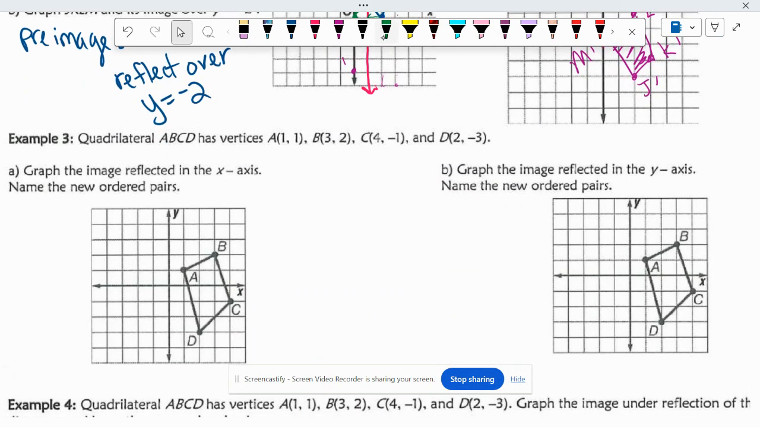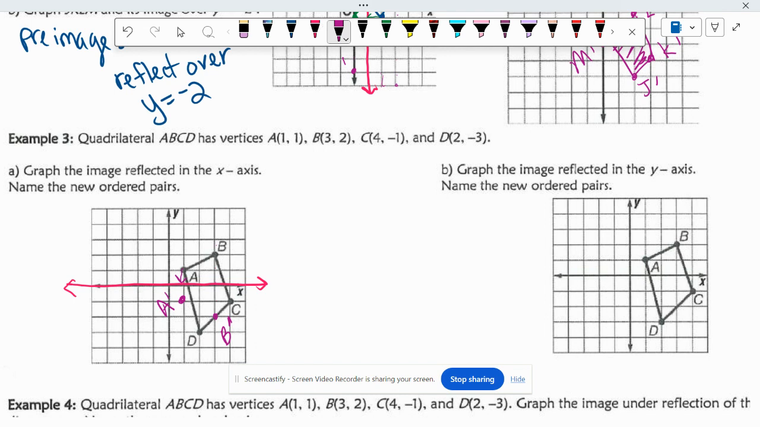Quadrilateral ABCD has vertices, and they're already graphed for us. So we're reflecting this image over the x-axis. So I'm going to color red the line of reflection. I want to draw your attention to the line of reflection. We have to figure out how far each vertex is from this line. Point A is 1 unit above it, so I'm going to put it 1 unit below. Point B is 2 units above it, so now point B is going to get reflected 2 units below, B prime.